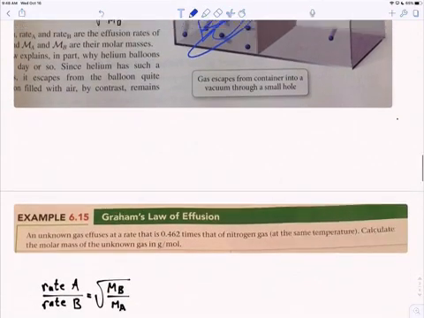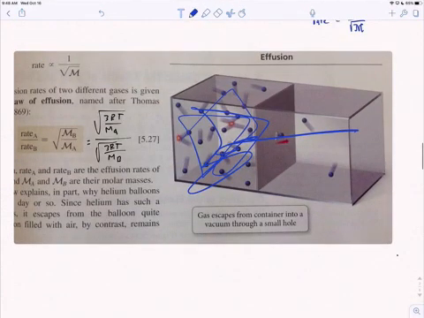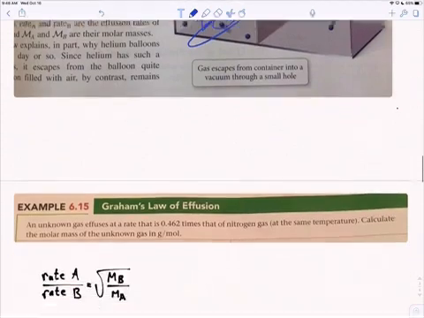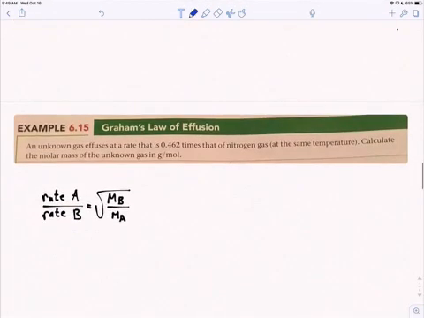And so why do we care? This is also how we enrich uranium to make nuclear weapons and for nuclear power plants. So let's do this. An unknown gas diffuses at a rate that is 0.462 times that of nitrogen gas.